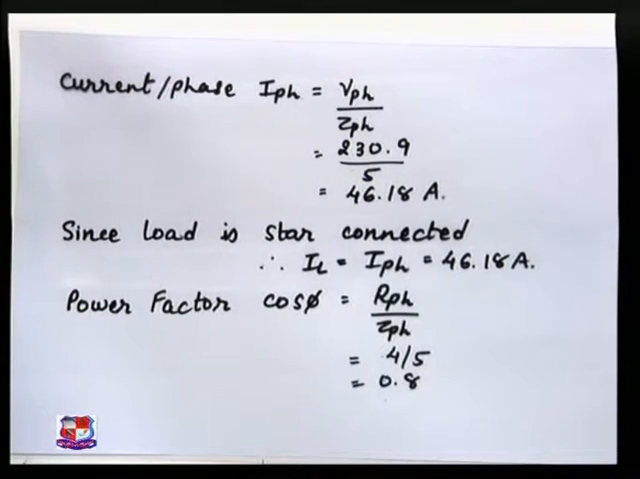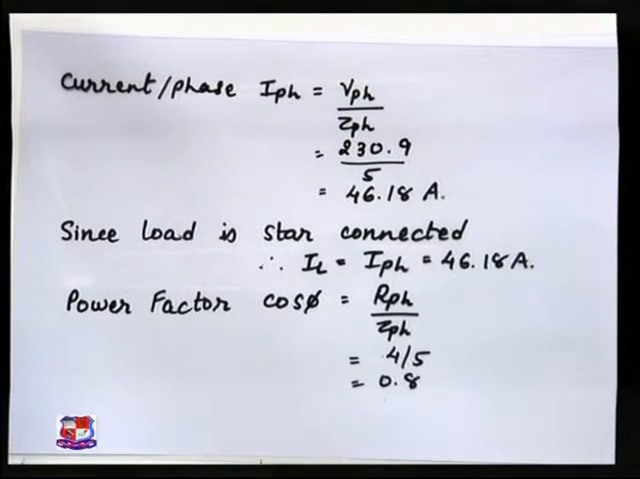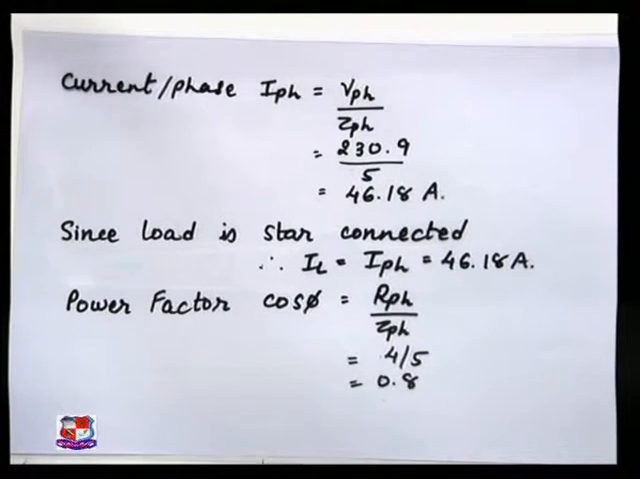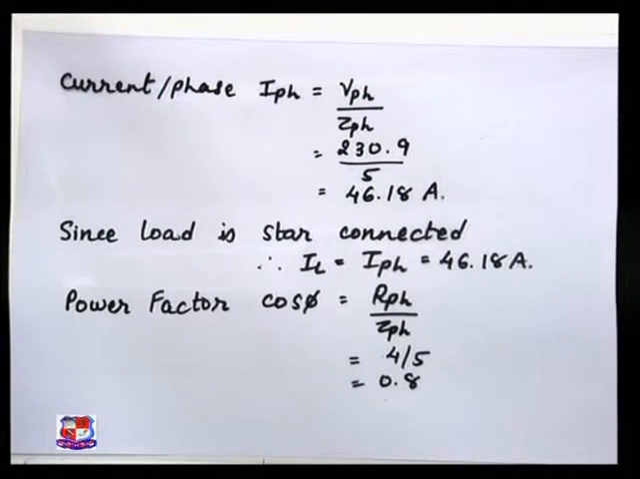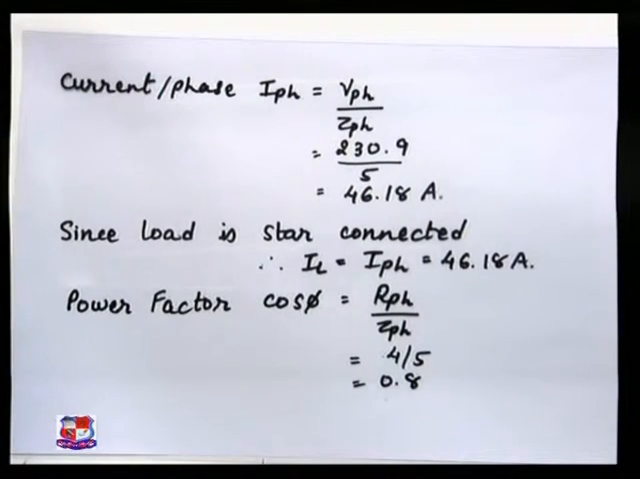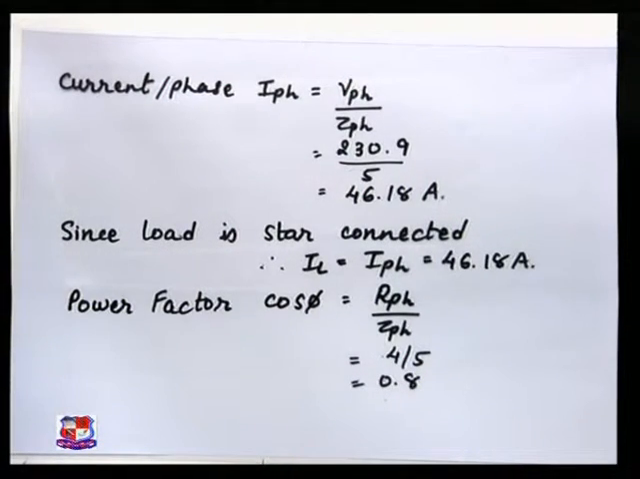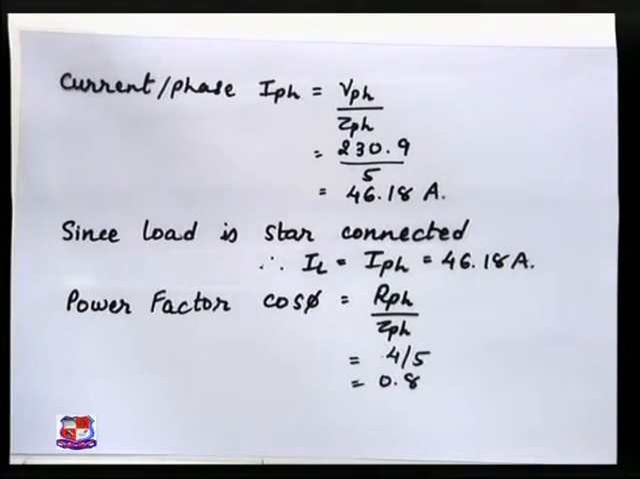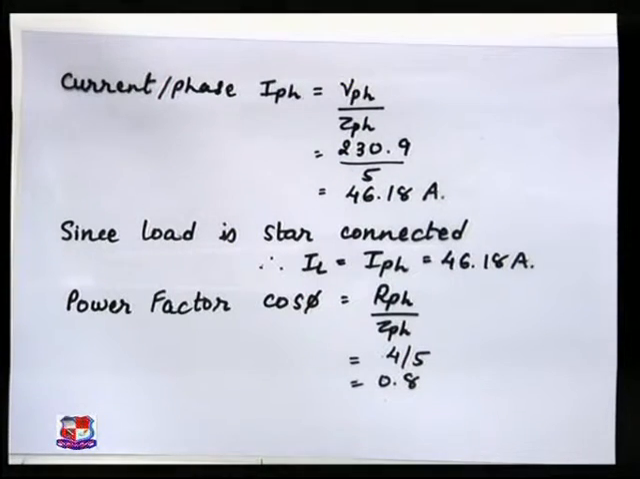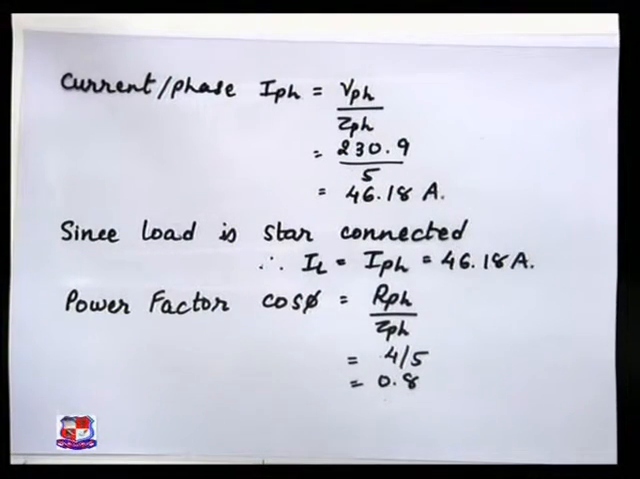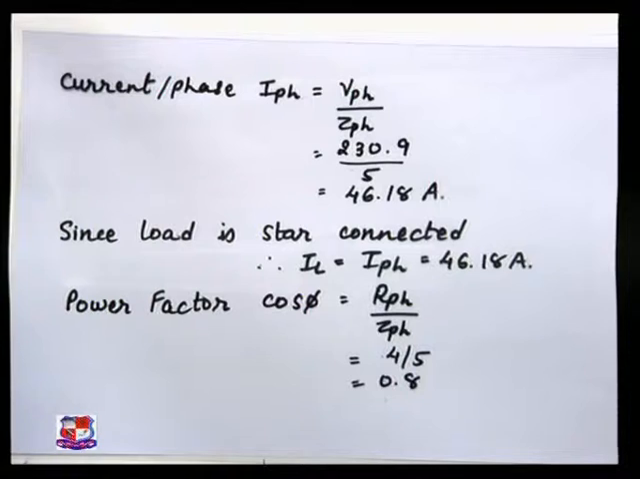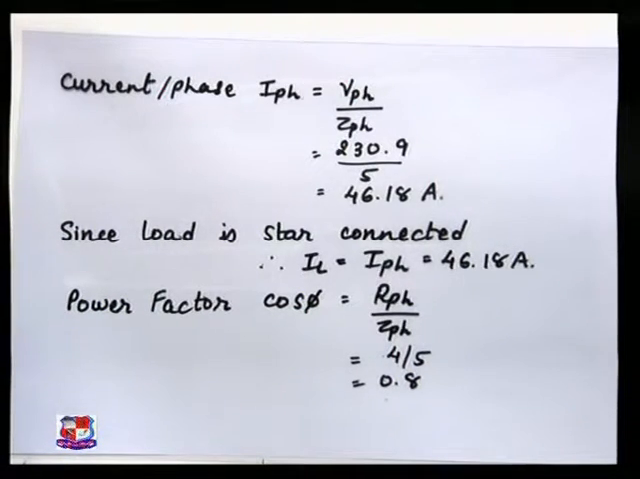Now the power factor for this load is again R by Z, but since it is a three-phase circuit, you have to consider the phase values. So it is R phase divided by Z phase. R phase is 4 and Z phase is 5, so it is 4 divided by 5. Our power factor is 0.8.